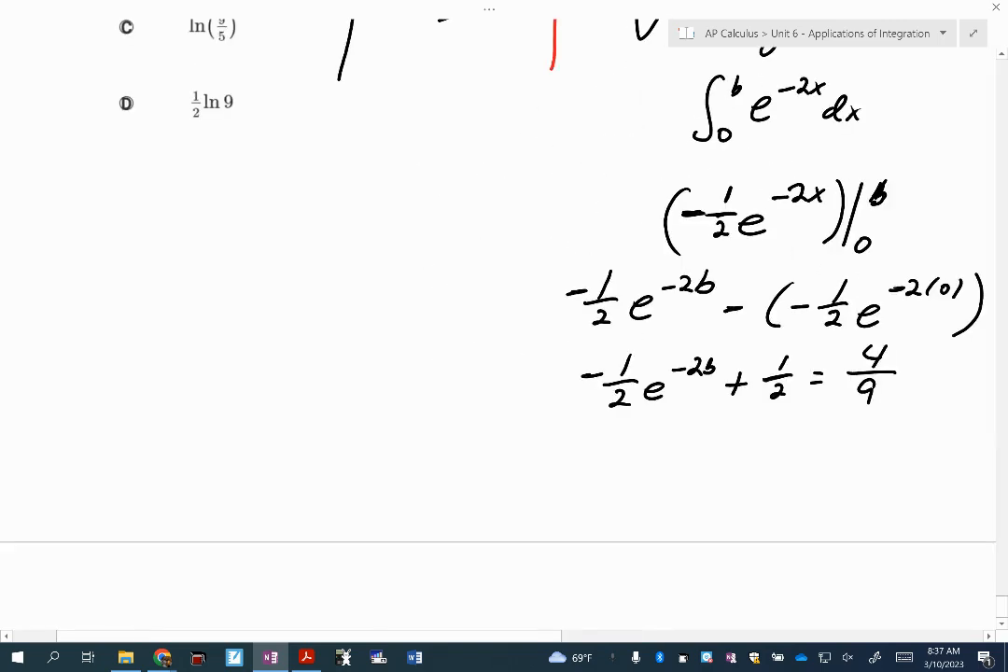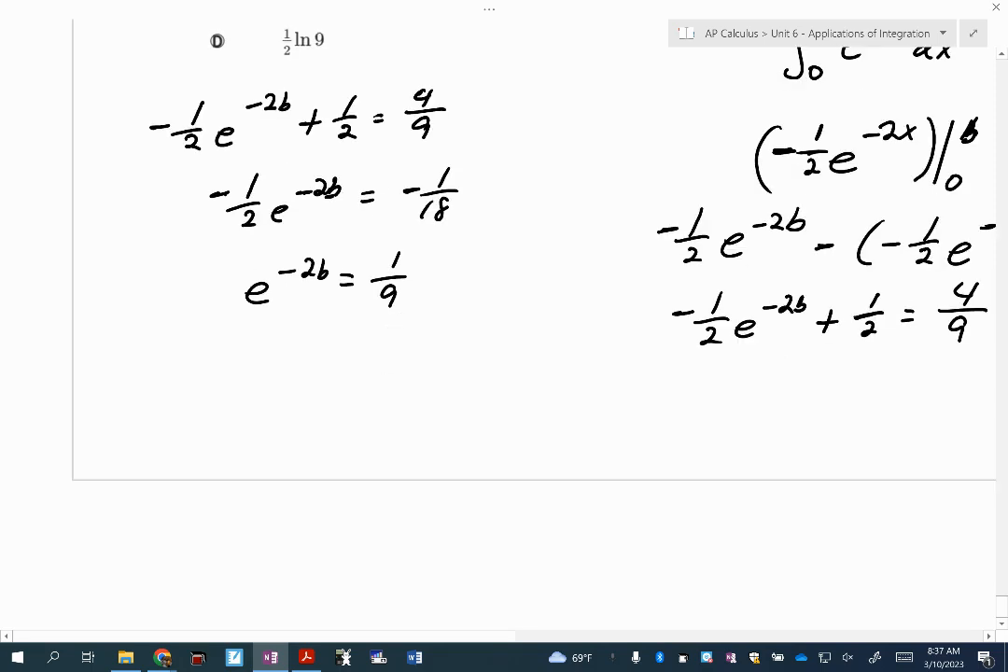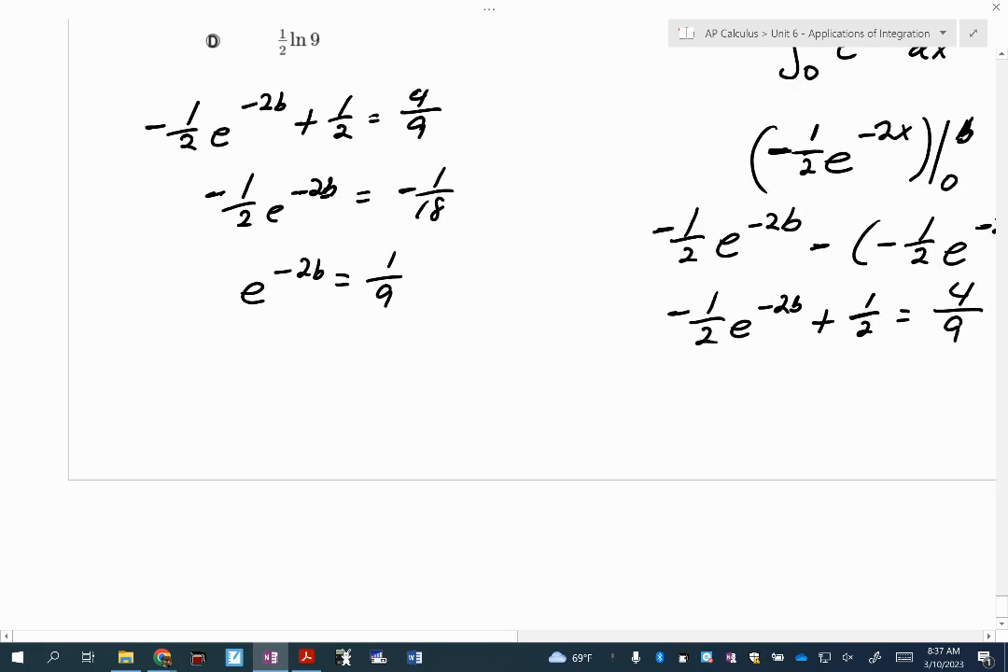Now if I want to do my algebra, I'll come over here so I have more room. Copy it down. I'm going to solve for b. Move the 1/2 over with subtraction, and we want to get a common denominator of 18. So that's 8/18 minus 9/18, so negative 1/18. Move the negative 1/2 over by multiplying by the reciprocal, so negative 2. Negative times a negative is a positive. 2/18 becomes 1/9.